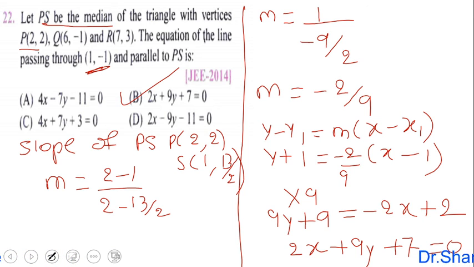So today in this session we have discussed up to example number 22. The remaining examples we will discuss in the next session.